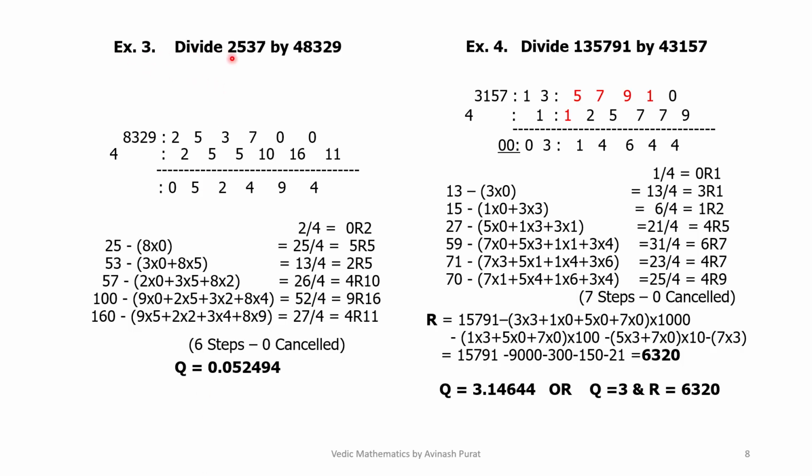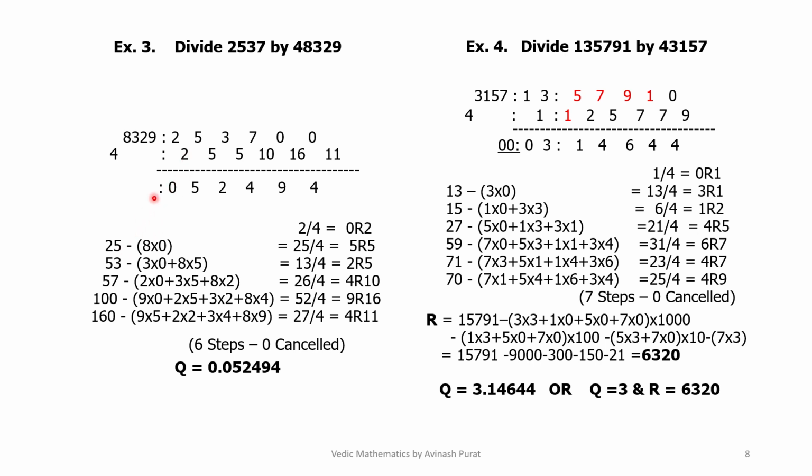Example 3: divide 2537 by 48329. 4 is the first divisor, and 8329 are the four remaining divisors, taken as Dhvajank. As 2537 is smaller than 48329, all four digits are taken after the decimal point. Now 2 divided by 4 equals 0 as quotient, and the remainder is 2.